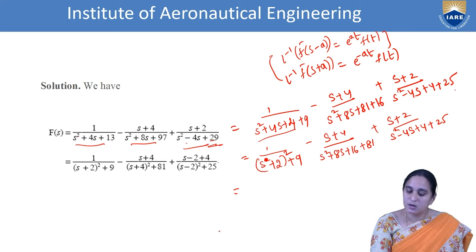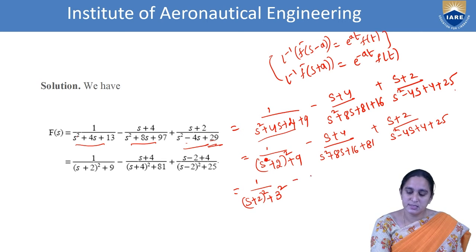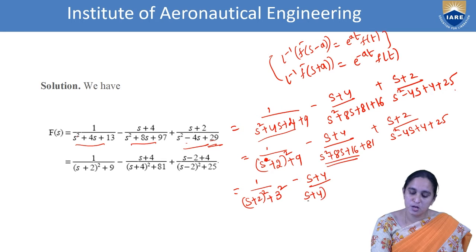Now I'll write this as 1 by s plus 2 whole square plus 3 square, minus s plus 4 by, what is the form of this? a plus b whole square, that is s plus 4 whole square plus, simply I'll write 81 as 9 square, plus s plus 2 by s square minus 4s plus 25, that is s minus 2 whole square plus 5 square.